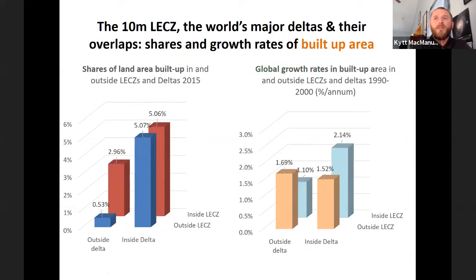When we look at this in terms of built up area instead of population, we see a similar pattern emerge. If we look at the shares of land area built up inside and outside of LECZs and deltas in 2015, there's more built up area inside the delta than outside of it. And that's regardless of whether you're inside or outside of the LECZ. But if we look at growth rates for those same time periods, so this is how much more buildings there are, how much more built up area, it's growing faster inside deltas, inside the LECZ than anywhere else.